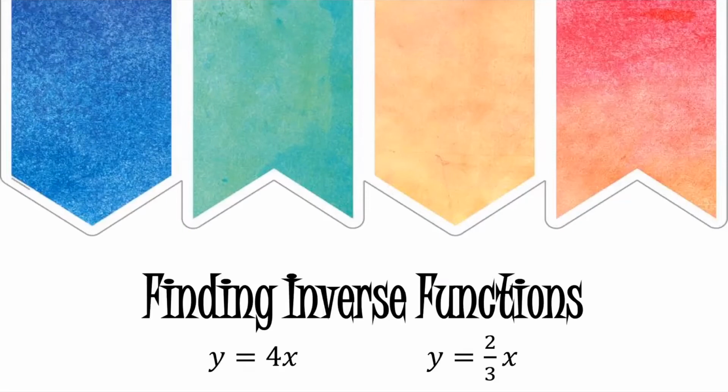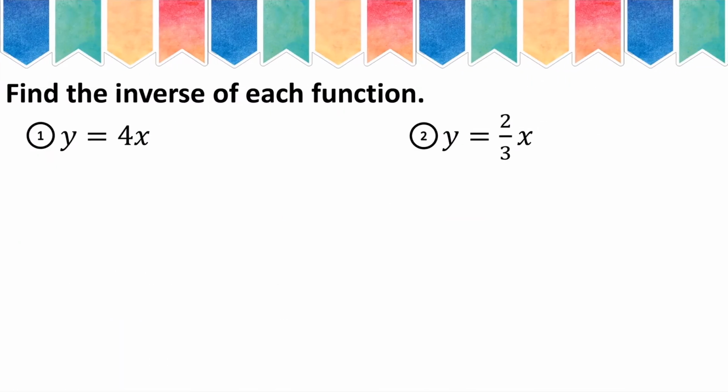In this video, we are going to continue our learning about how to find the inverse of a function. So remember, whenever our directions say find the inverse, what we need to think about is that x and y are going to switch spots. So our x and our y are going to trade places. So this first equation is going to become x equals 4y. And now we need to get y by itself.